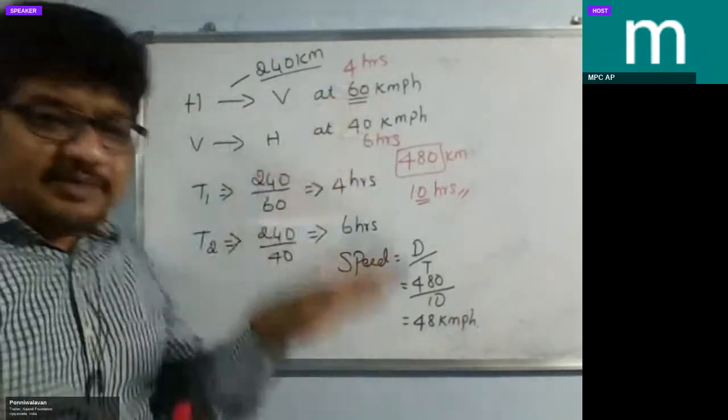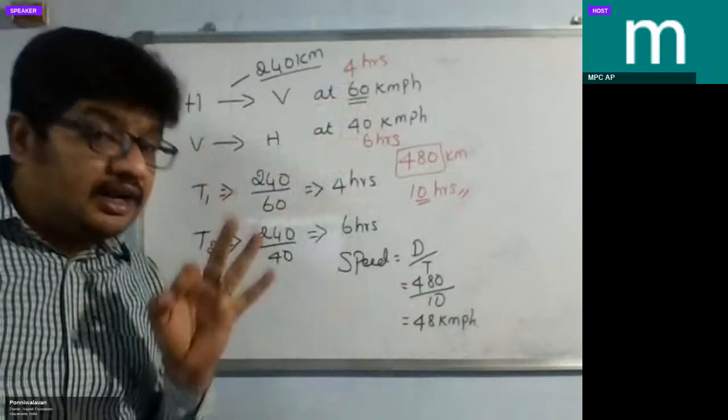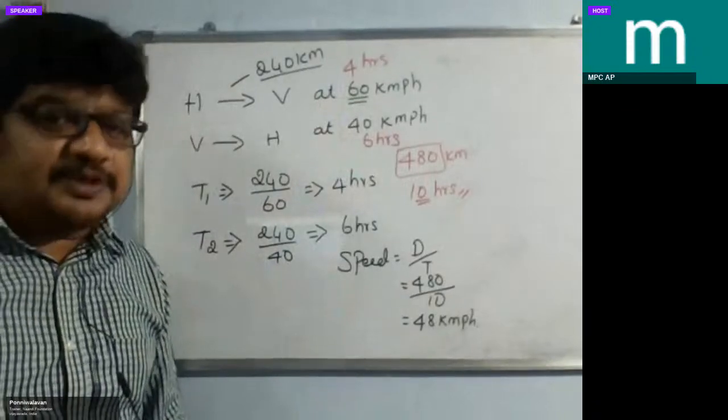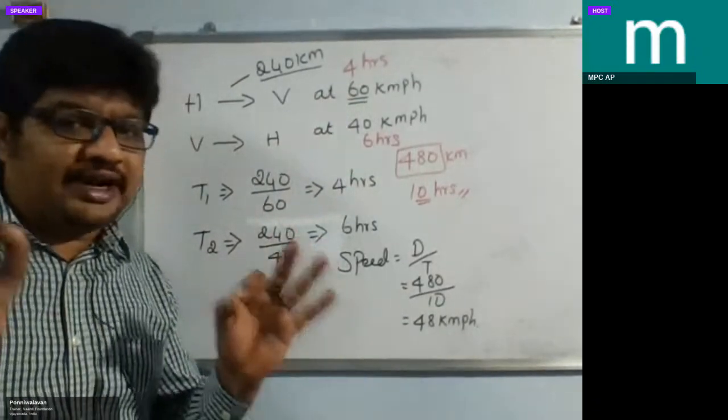Then add and divide by 2 is not applicable. Not applicable in case of average speed. Listen carefully, how to find average speed.